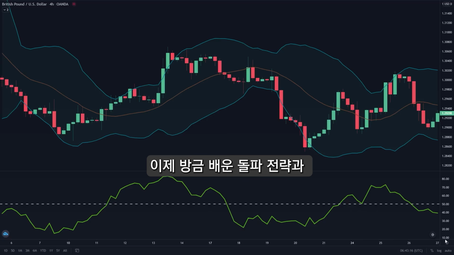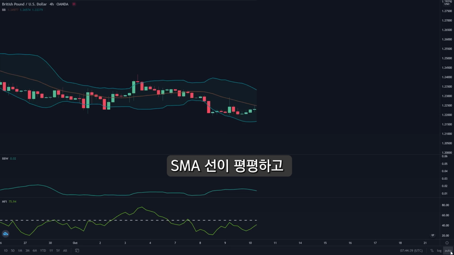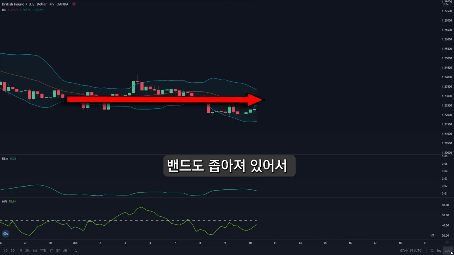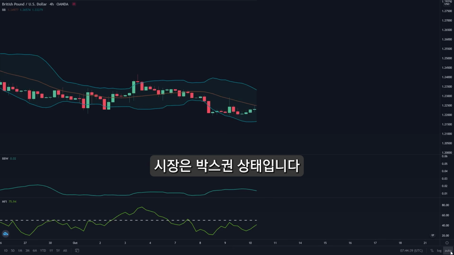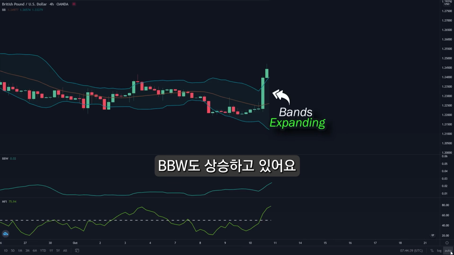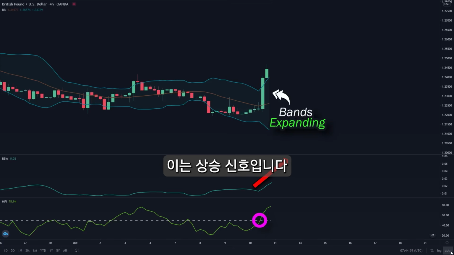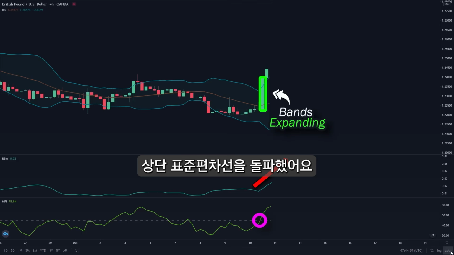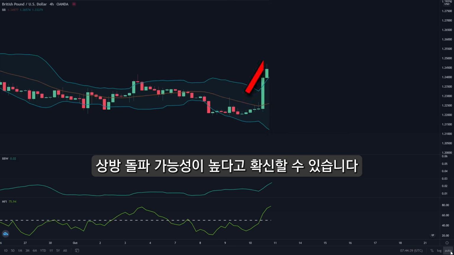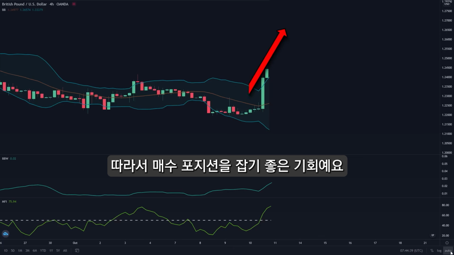So now, let's combine this with the breakout strategy that I just taught you. And as you can see, the market is in a range, as shown by the flat SMA, and the bands are still contracting. Next, you can see that the bands are starting to expand, and the BBW is rising. And down here, you can see that the MFI crosses above the middle line, which means that it's a bullish signal. Plus, a big green candle broke out of the upper standard deviation line. So all these signals confirm that the breakout is more likely going to happen to the upside. So this is a good opportunity to take a buy position.